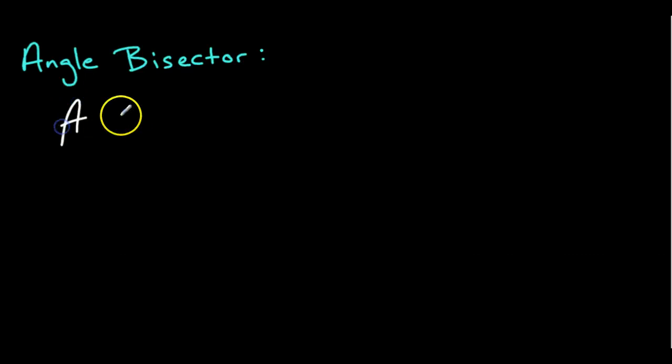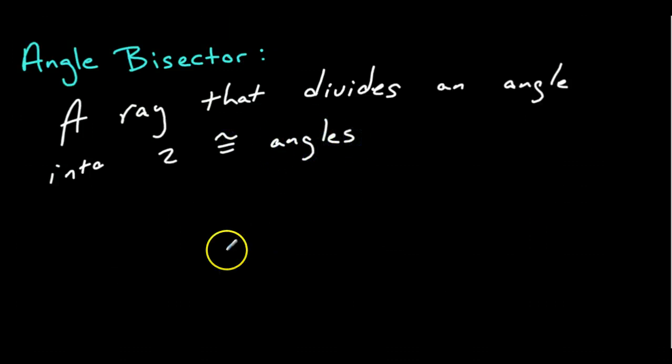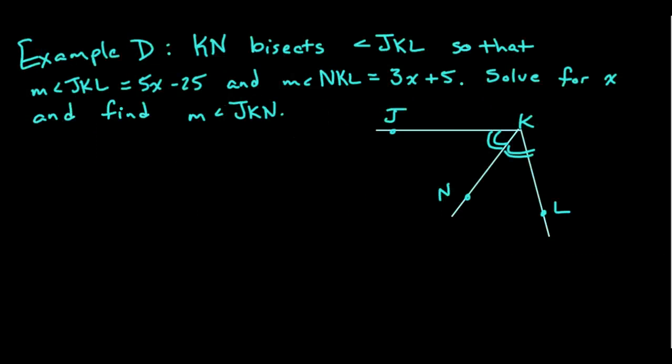Angle bisector. Just same idea with the bisector. It's a ray that divides an angle into two congruent angles. All right, let's use this idea of angle bisectors. Anytime you see the word bisects, you should be thinking bi like bicycle. Bicycle has two wheels. Bisect means it cuts it into two equal parts. I always think bisect, two equal parts.